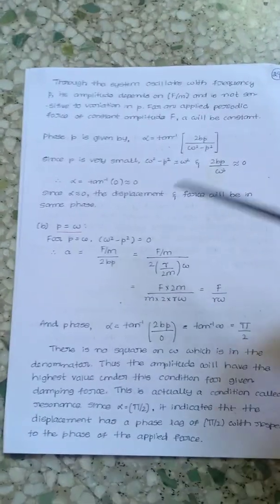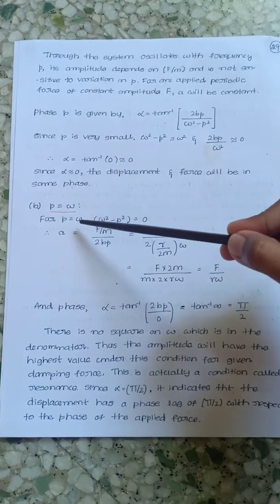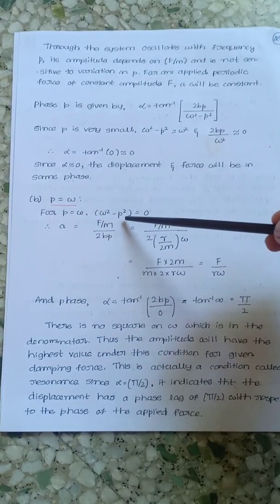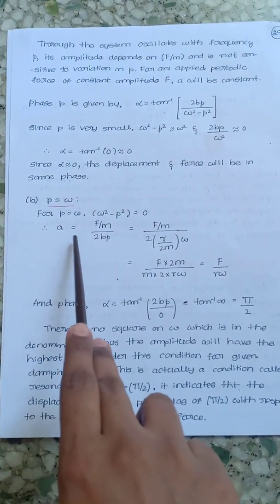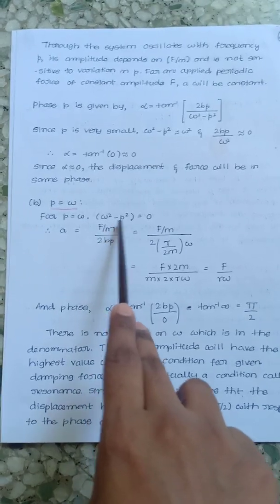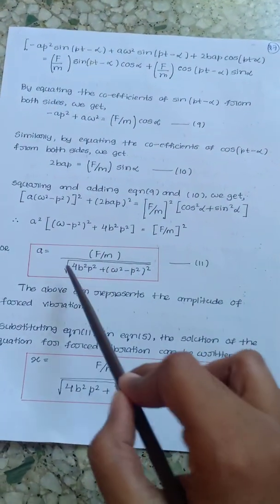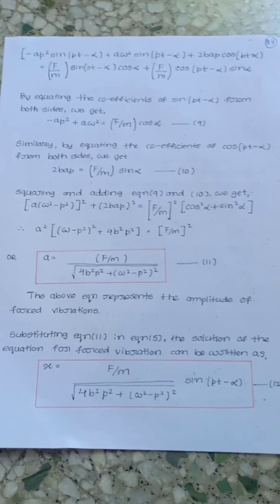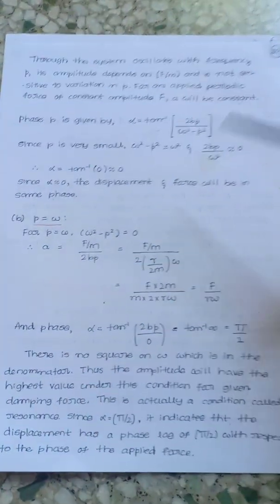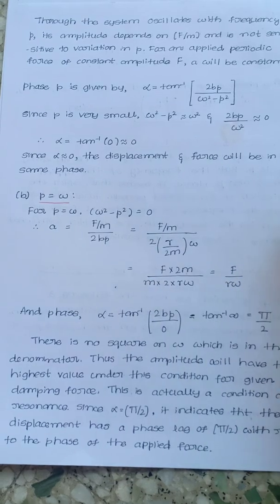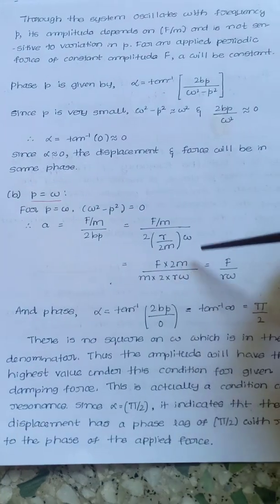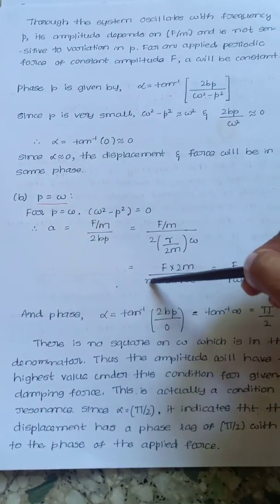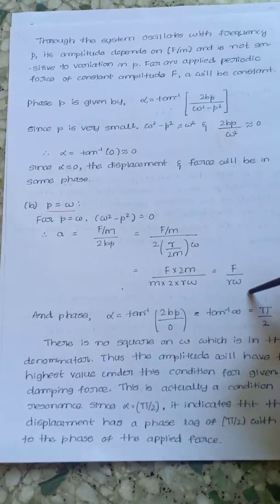Second case is P equal to omega. When P is equal to omega, omega square minus P square will be equal to 0. Now consider the equation for amplitude. A is equal to F by M divided by the square root expression, where this part will be 0 and the remaining part is 2bP. Here b is nothing but r by 2m, as I already told you, and P is your omega. So 2m got cancelled, and F by r omega is remaining.